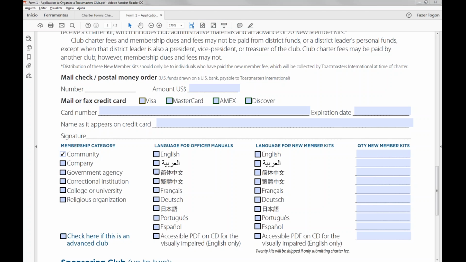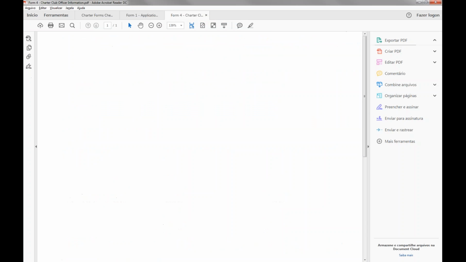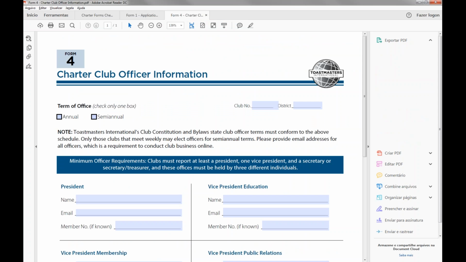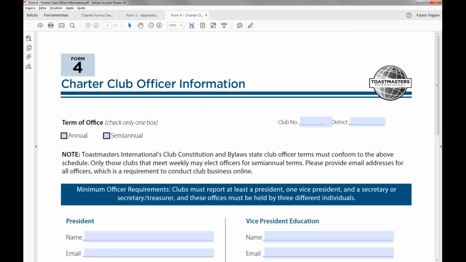Additionally, we have another very important document, which is the club officers document. By the way, I can't send you all this documentation, although it's available inside Toastmasters International. I'm going to share two important documents. I have them separate because it's easier to update and easier to input information.